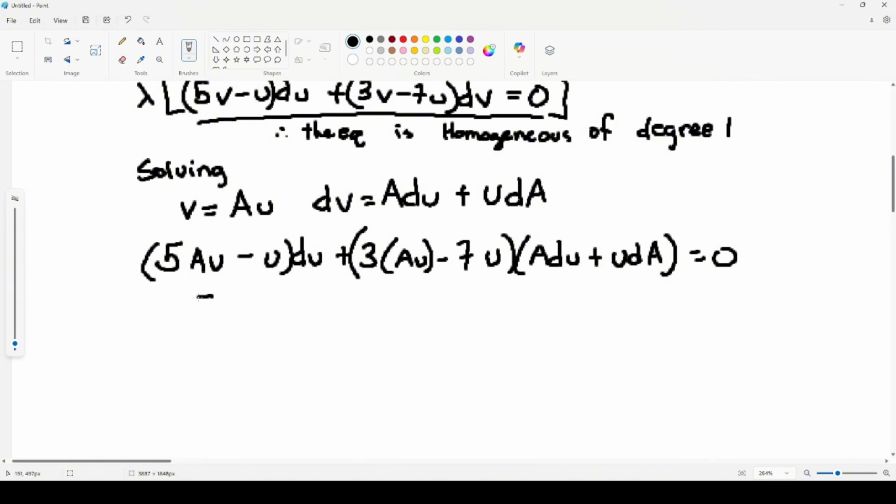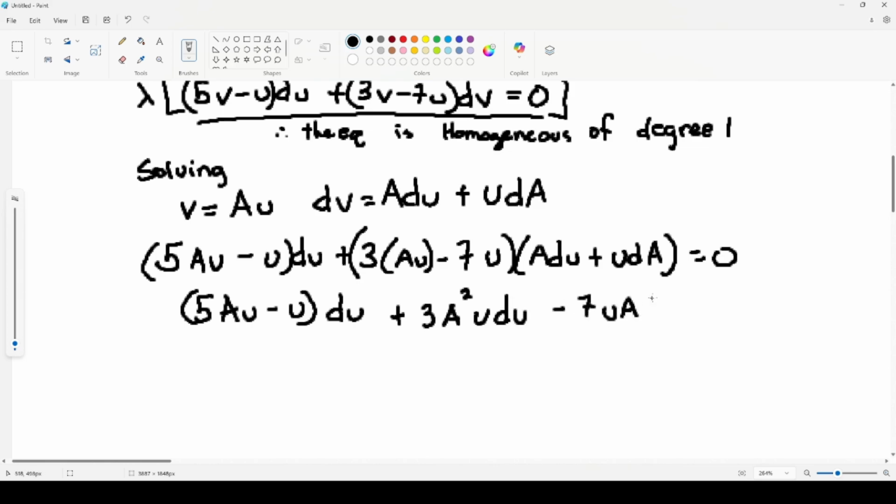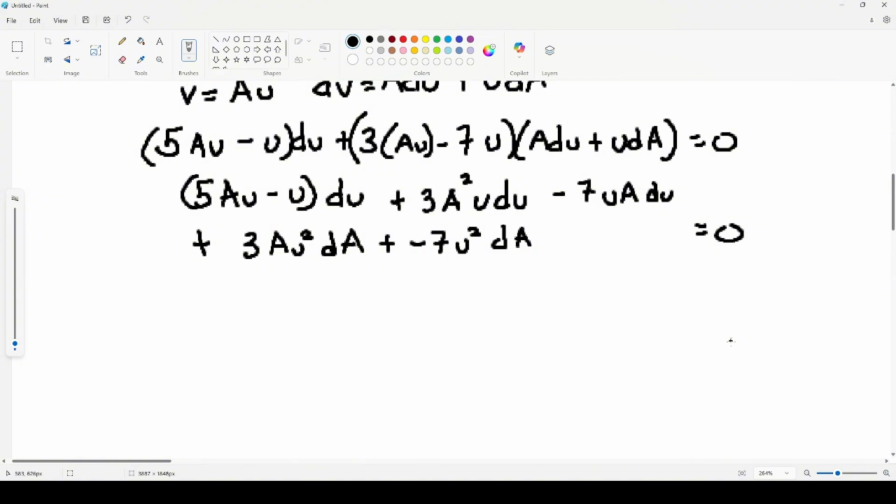Simplify further: (5Au minus u) du, plus 3A squared u du minus 7uA du. So that's just the first term. Plus 3Au squared dA minus 7u squared dA is equal to 0. So that's after substituting.